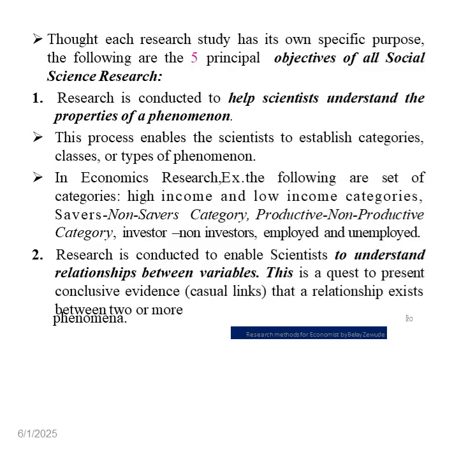The first one is that research is conducted to help scientists understand the properties of phenomena or the behavior of things. The process enables scientists to establish categories after identifying the property or behavior of things or phenomena. Then scientists establish categories, classes, or types of the phenomena.